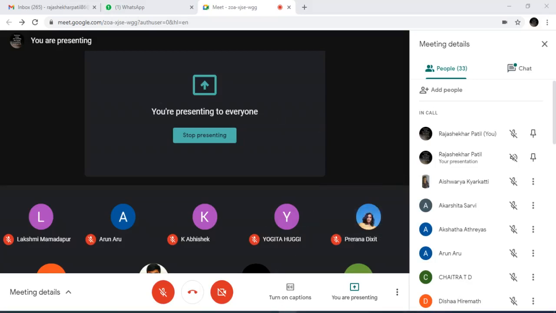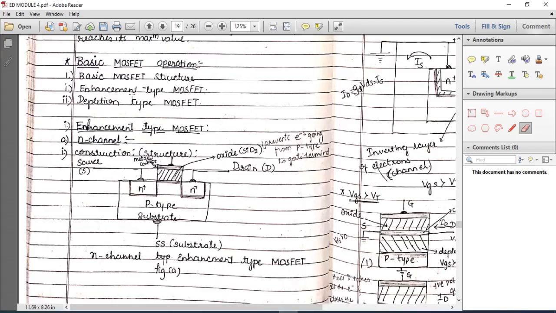Okay, so now I will start with the basic MOSFET operation. In that, the concept is the basic MOSFET structure.